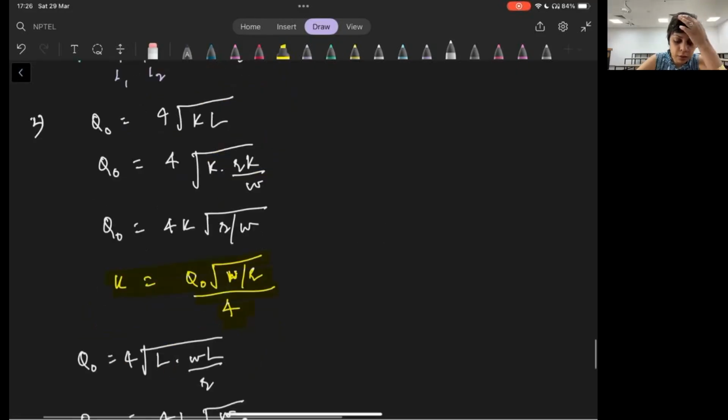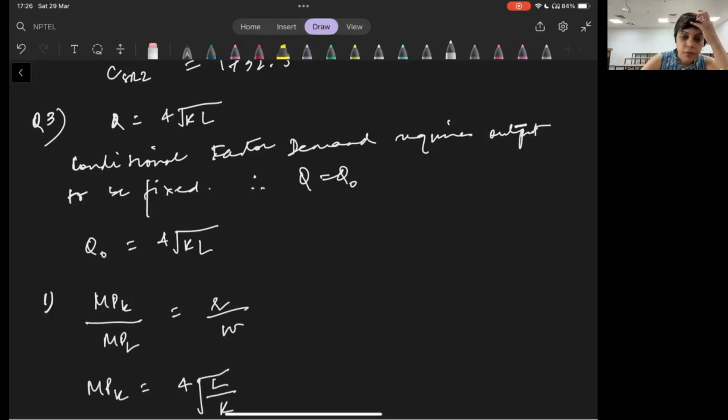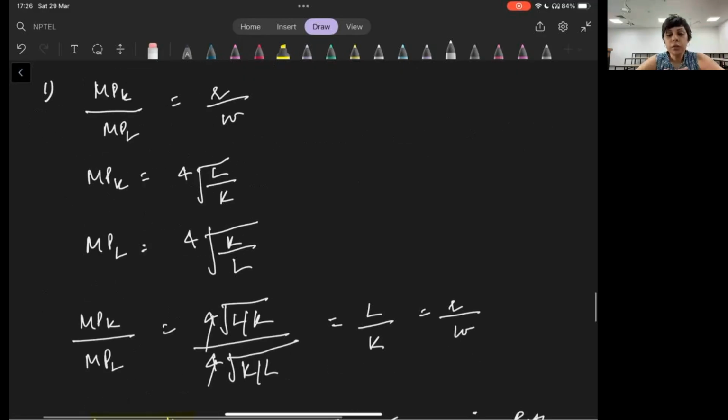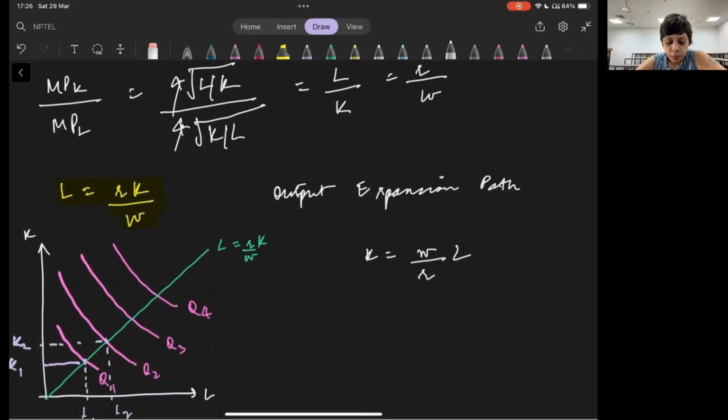You understand how we derive this and what it means? This is how we started. First, we fix the quantity to Q naught, and next we took the condition of MRTS equal to R by W. This comes from cost minimization. So when you differentiate this, you get L by K is equal to R by W. If there's some other production function, you will get something different, but you will get some sort of a relation between L, K, R and W. So in this case, we get a very simple relation. L is equal to RK by W, or K is equal to WL by R.